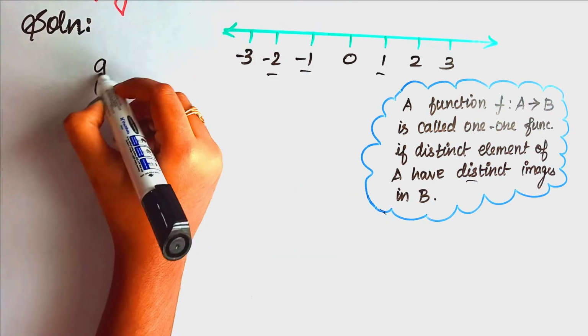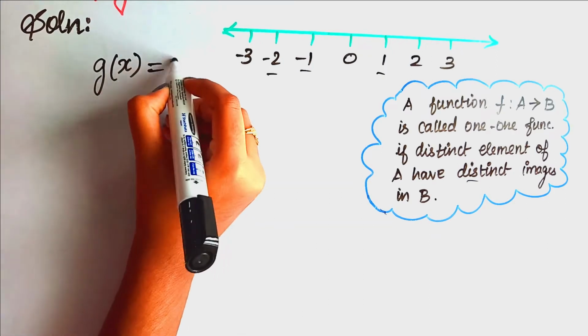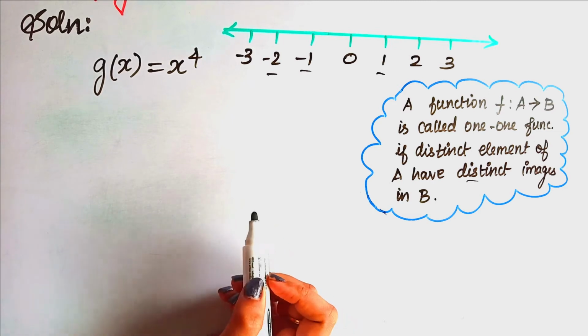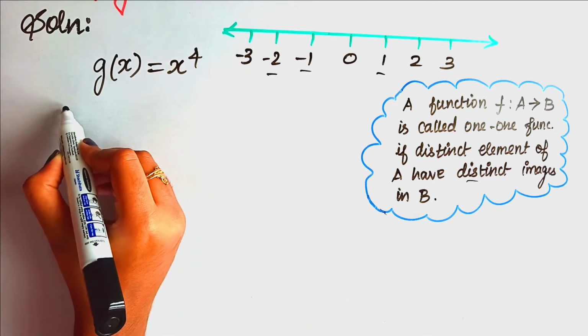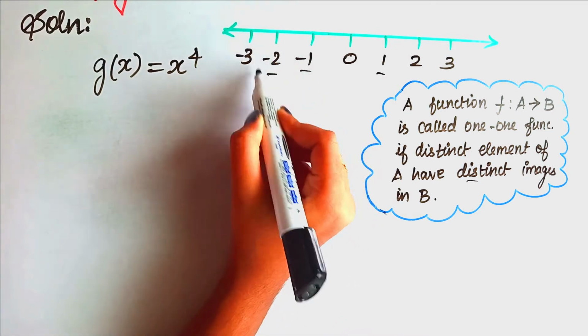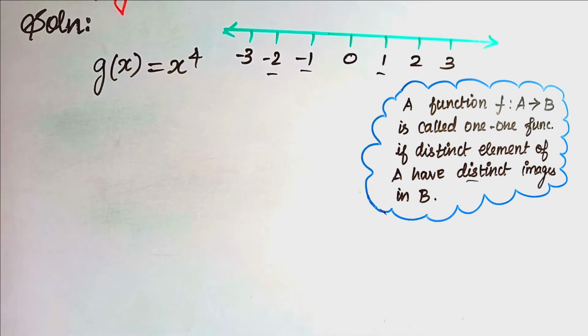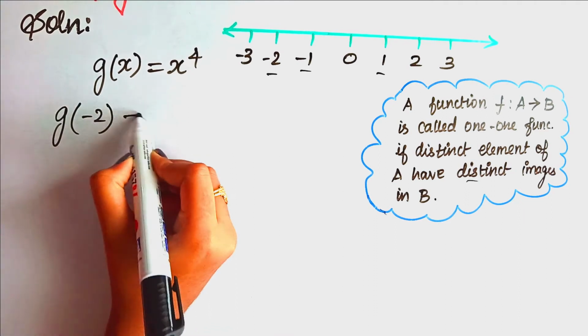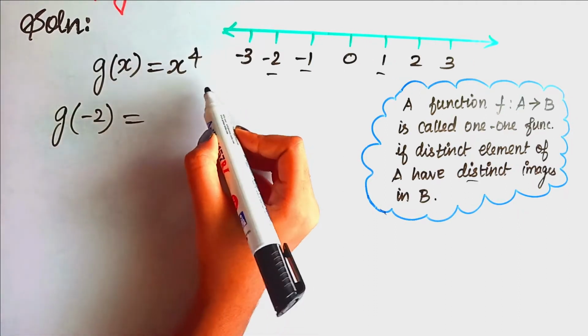So the given is g of x is equal to x power 4, right? So now we are going to find whether this is a one-to-one function or not. So I will take the same approach. When x is equal to -2 first, g of -2 is equal to, in the place of x you will substitute -2, right?